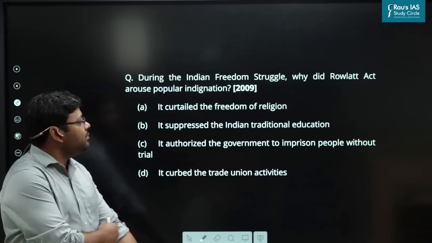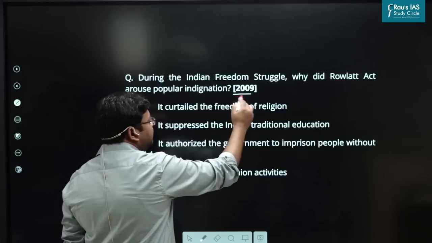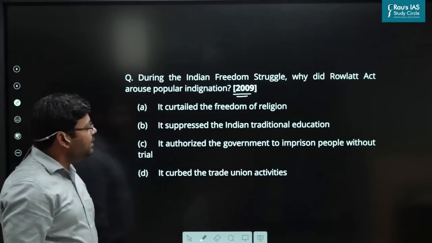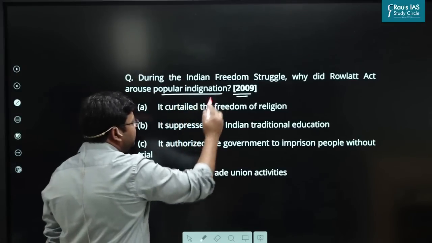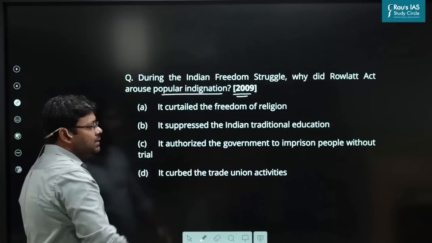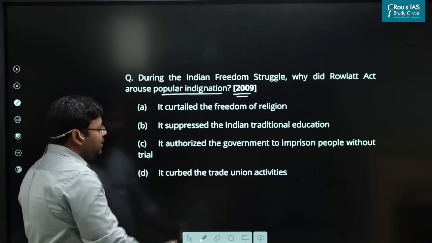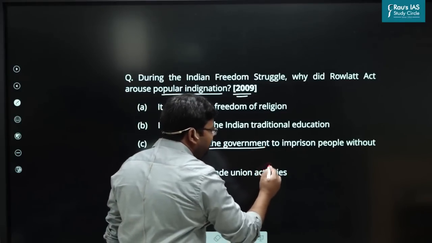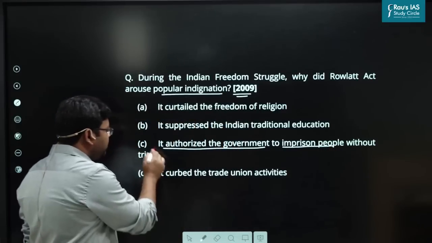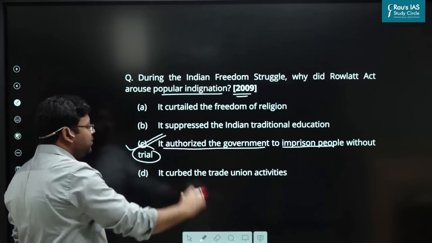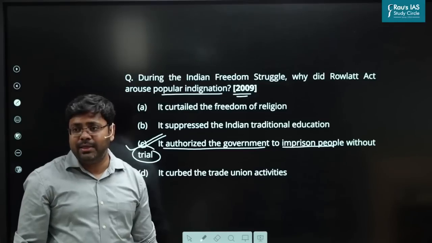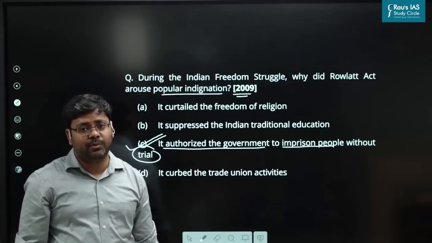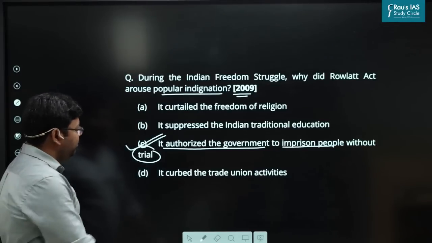Another question, 2009. During the Indian freedom struggle, why did Rowlatt Act arouse popular indignation? Just now we discussed that the Rowlatt Act authorized the government to imprison people without any trial, bypassing the due process of law. And that is why it was termed as Black Act by the Indians, and there was a massive protest in India. So the answer here would be C.